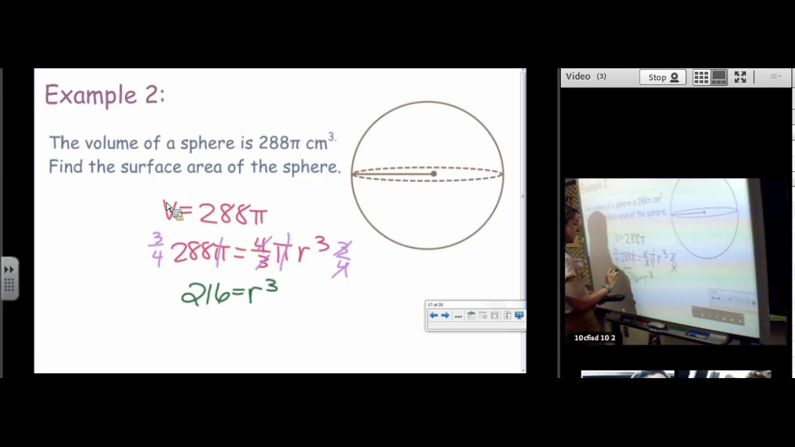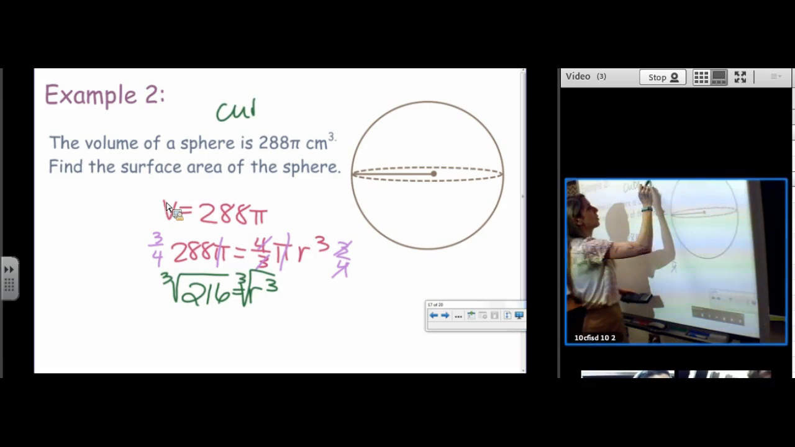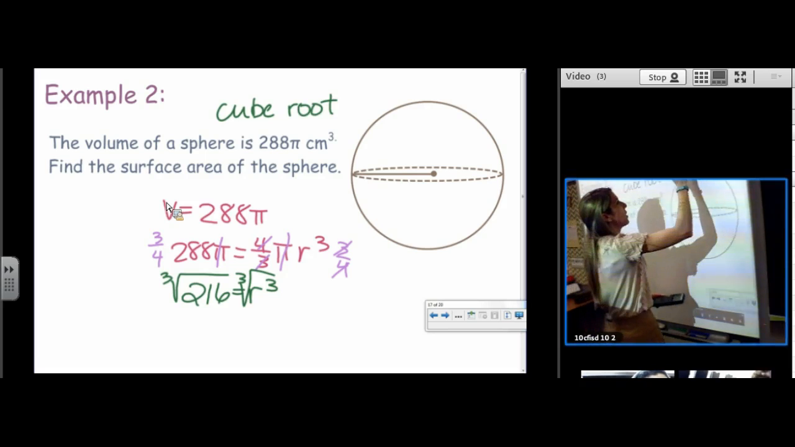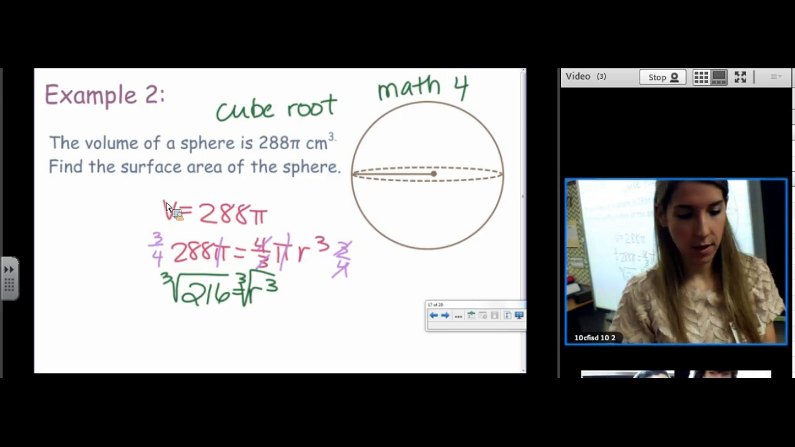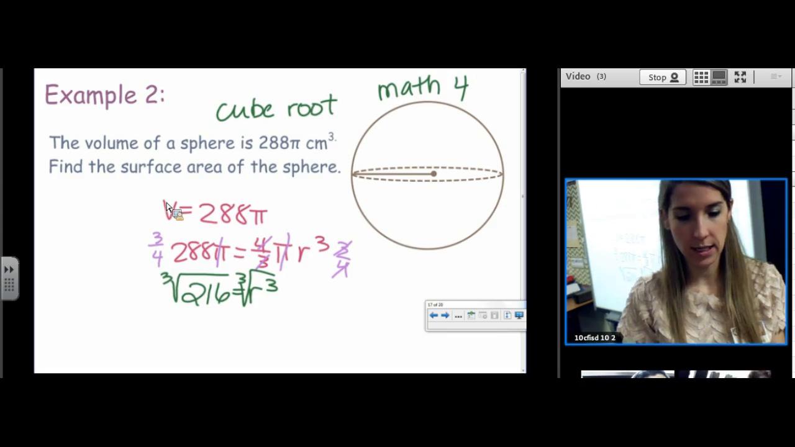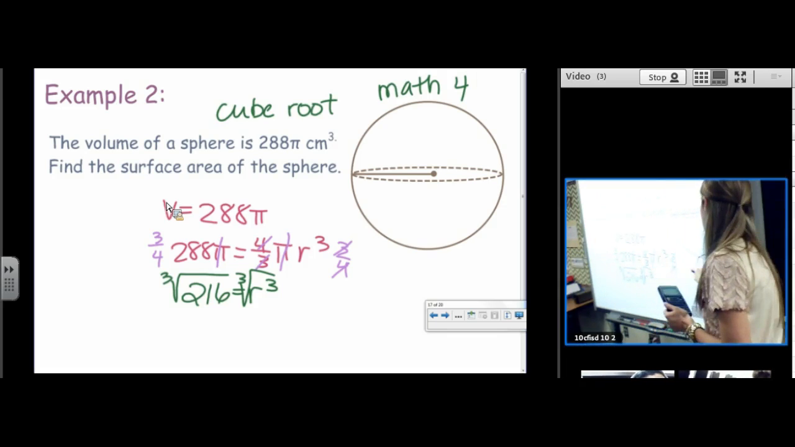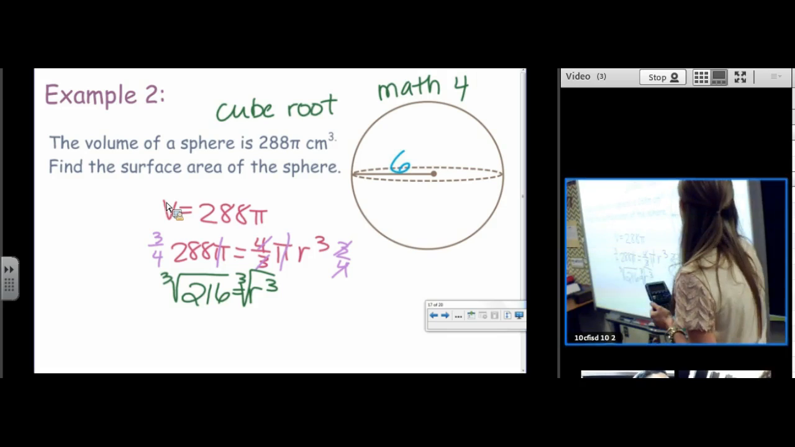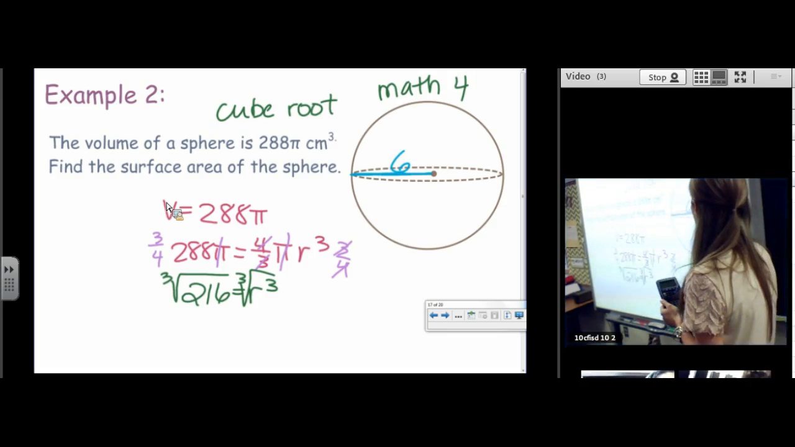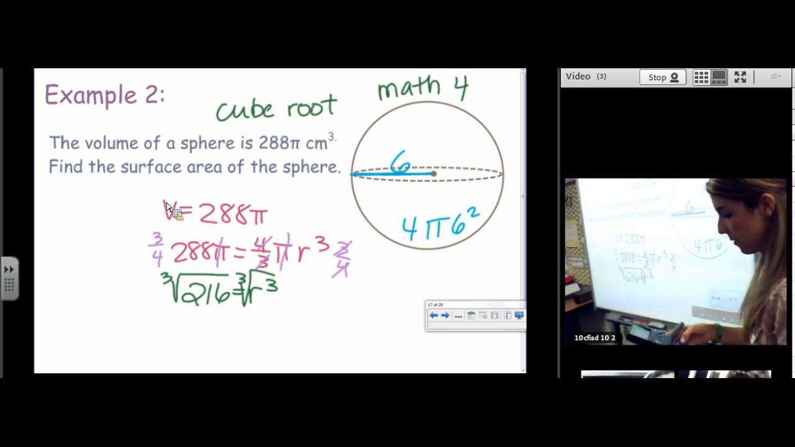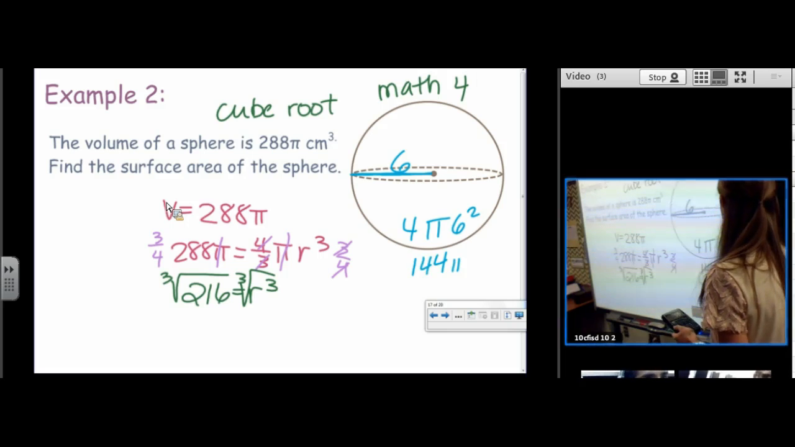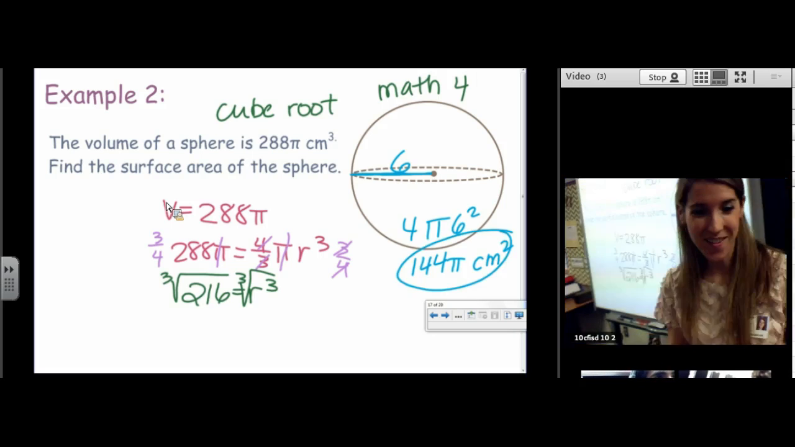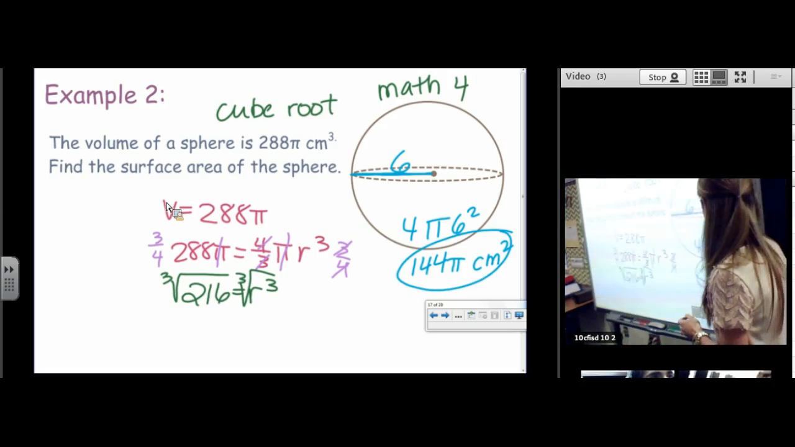What's the opposite of cubing something? Cube rooting. Cube root. The way that you cube root something is you go to math 4. So go to your calculator, math 4, and type 216. The answer is 6. So now we have our radius. Our radius is 6. Now we can find the surface area, 4 pi r squared. Final answer, 144 pi centimeters squared. That was a fun one.